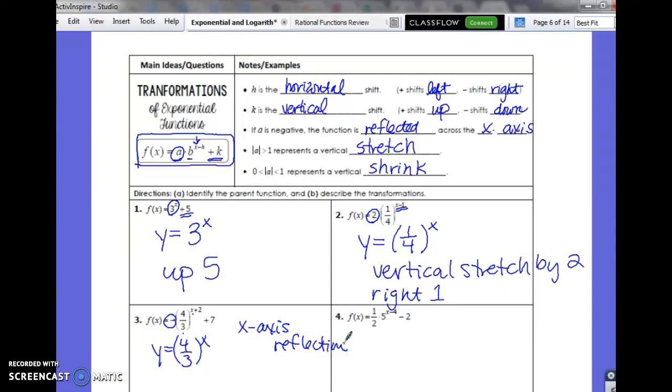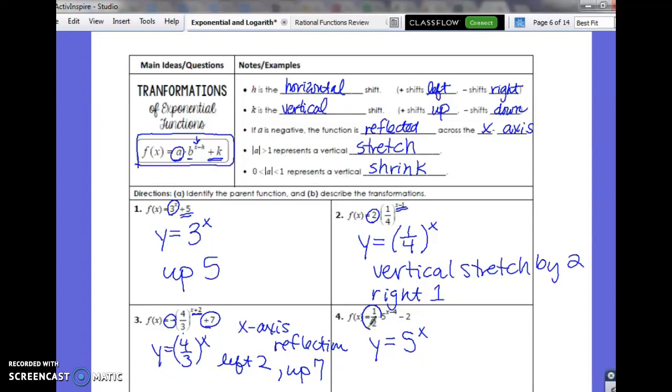Okay. What does the plus 2 do that is with the x? Good, left 2. And the plus 7 that's out back, what does that do? Good. Okay. And then lastly, number 4, the parent function, y equals what? 5 to the x power. Good, because my base is 5 when my power is x.